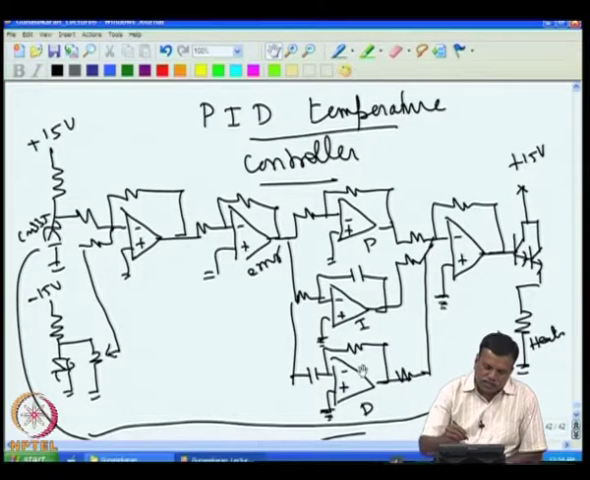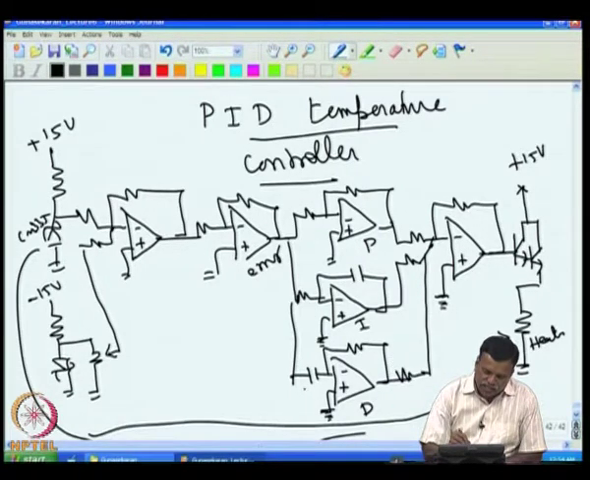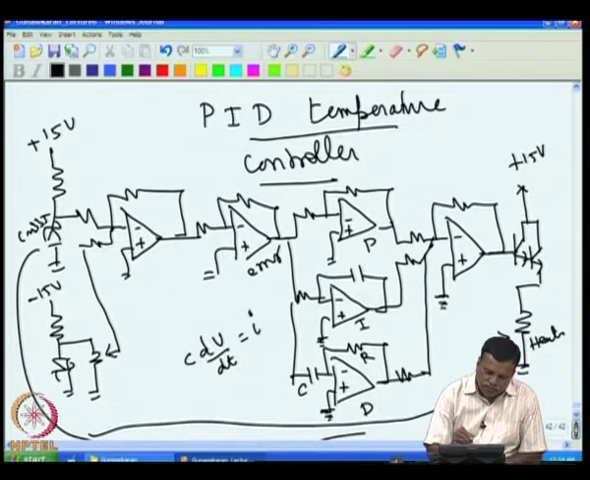For example, if the temperature error voltage changes, say the error voltage increases here, the increase in voltage will produce a changing voltage at this point. What is the change in voltage? Because this is capacitor C we have here, and this is R, the current through the capacitor is C into dV by dt. So the voltage at the output will be C into dV by dt into R, so that becomes CR into dV by dt.